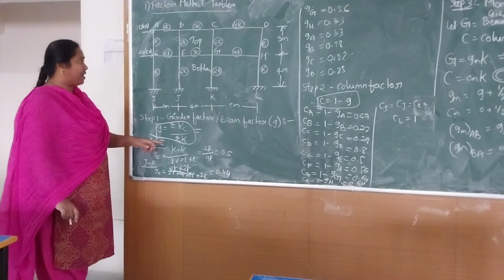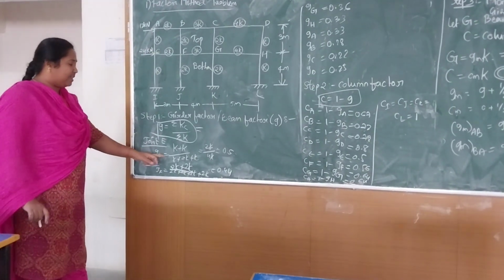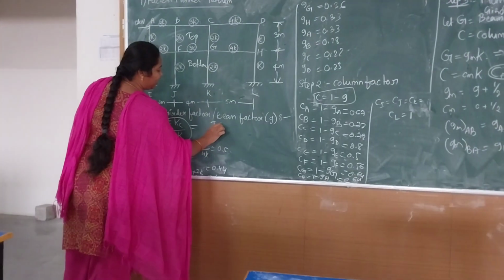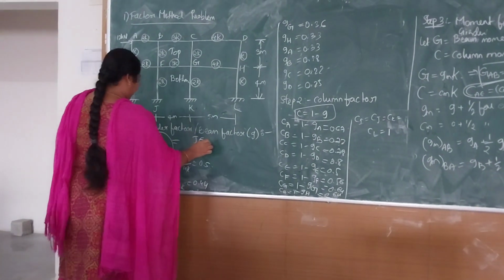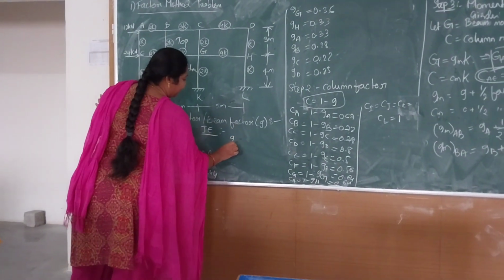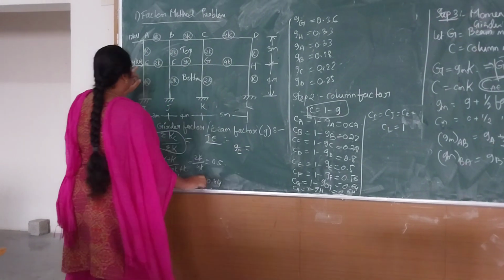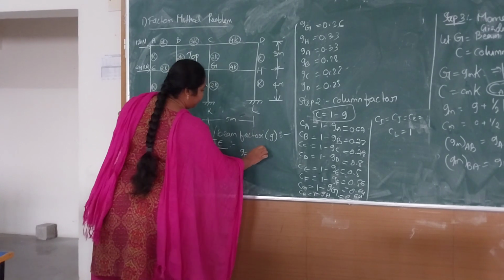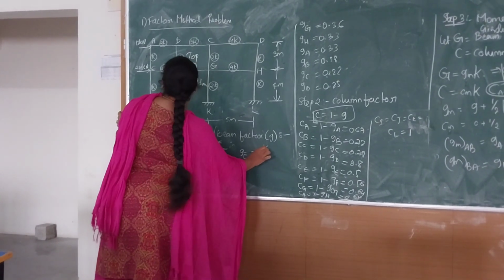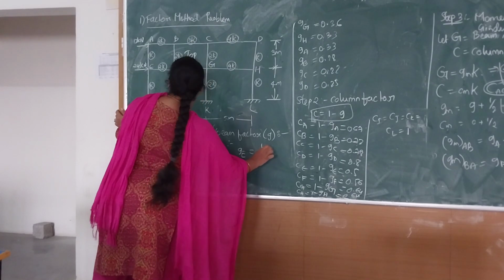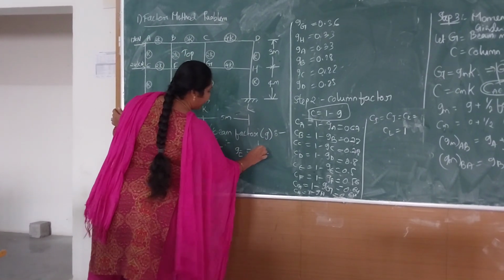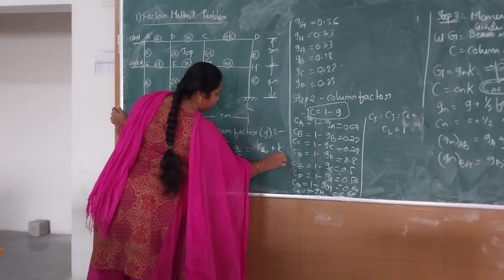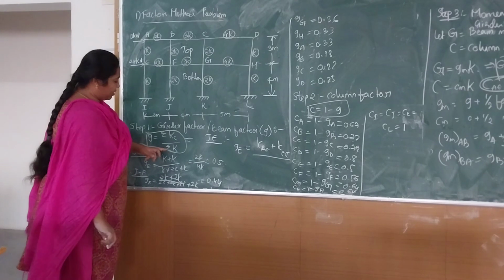Now consider I am taking joint E. For joint E, how many columns do we have? I want to calculate the girder factor for joint E. How many members do we have? Those are 2. One is stiffness of KAE plus stiffness of KEI, divided by the total stiffness.